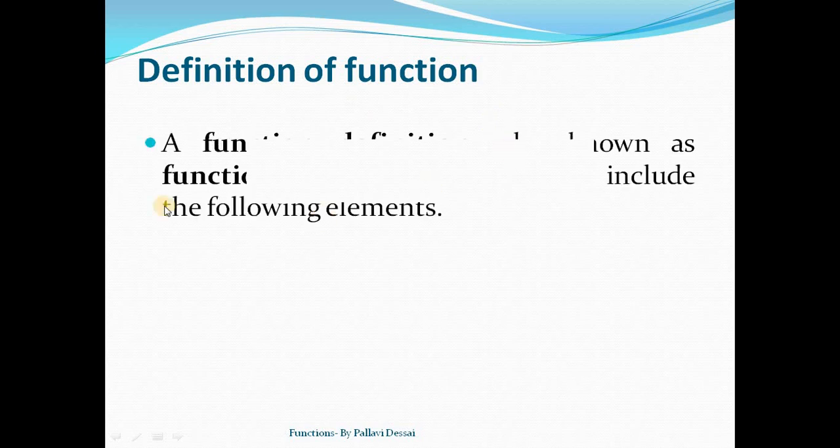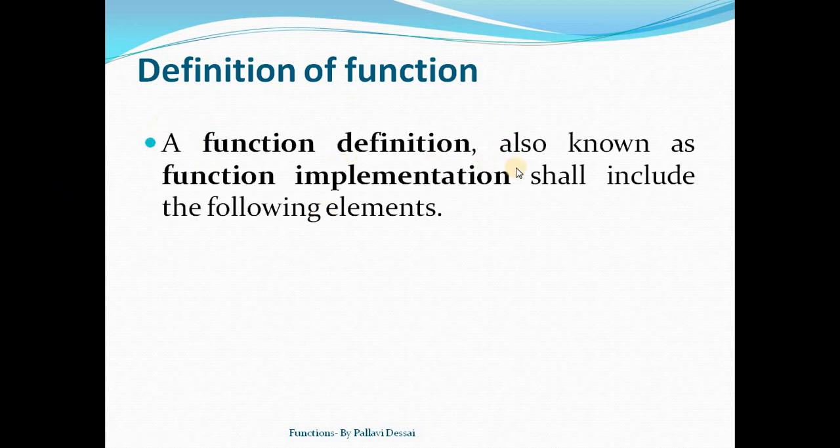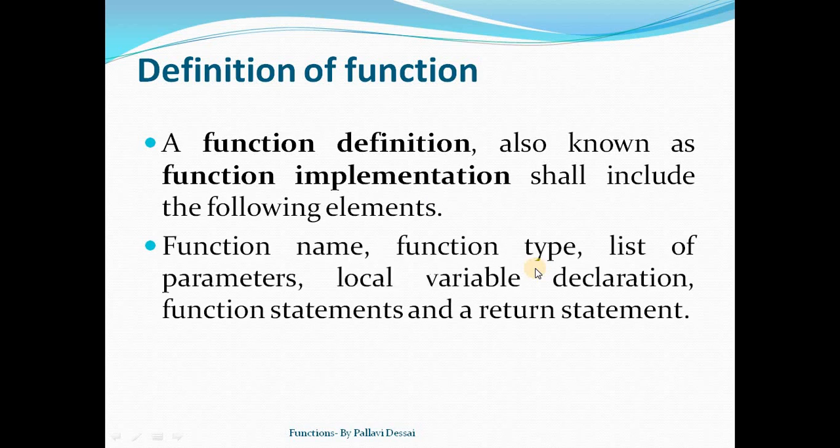Next we'll see each element in detail. First element is definition of a function or function definition. A function definition, also known as function implementation, shall include the following elements. So what elements are included in definition of the function? Function name, function type, list of parameters, local variable declaration, function statements and a return statement.